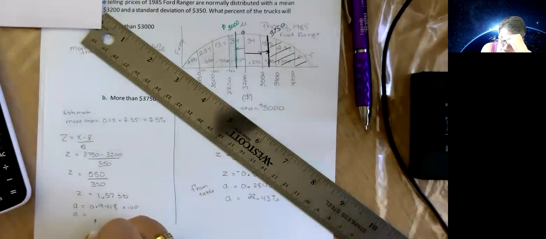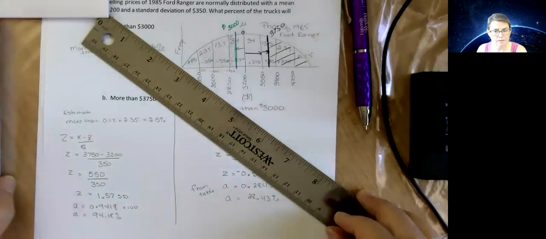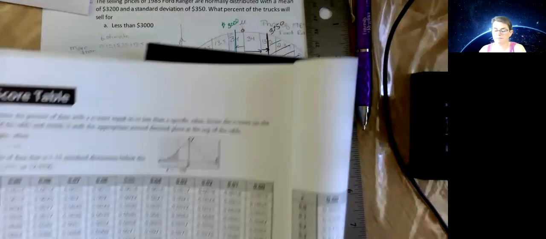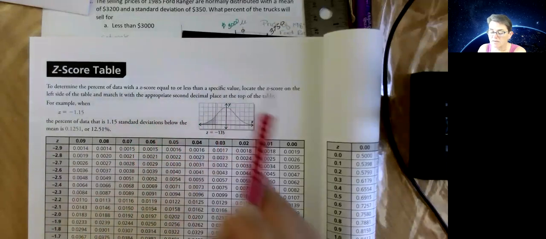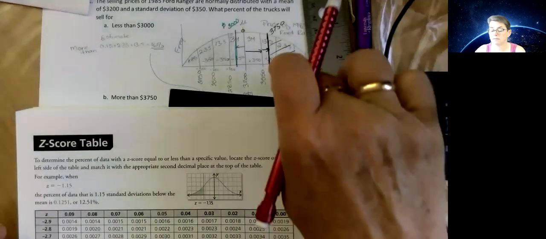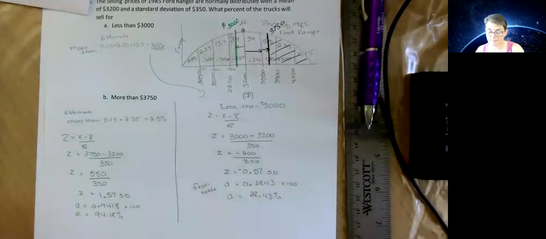So 9418 is always times 100 to convert it into percent. Okay. What just happened? Don't worry, we didn't screw up. Because remember, the graph, and I'll show you, it's right there in the picture, and the directions. To determine the percent of the data with a z-score equal to or less than a specific value. So no matter what, they are always giving you the part on the left of the line. We want that stuff that's to the right. So what we just did, now I'll show you.